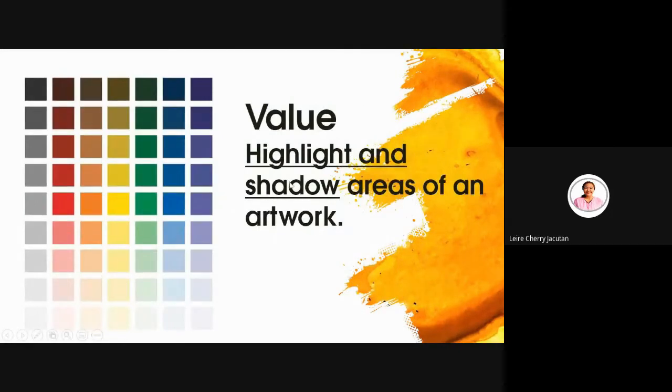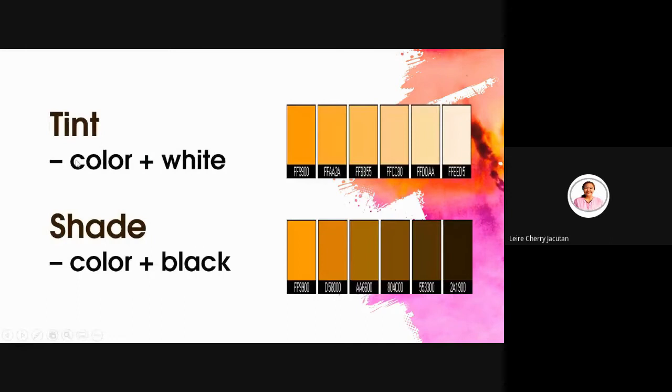Now, so another property of color is what we call value. So ang value naman is the highlight and shadow areas of an artwork. So paano napaproduce ang value? It's by adding black and white. So tandaan natin yun na ang value napaproduce siya when we add white and black. So may terminology tayo na ginagamit dyan. Kapag white ang dinagdag mo sa isang color, we call it tint. Kapag black naman ang idinagdag natin sa isang color, we call it shade.